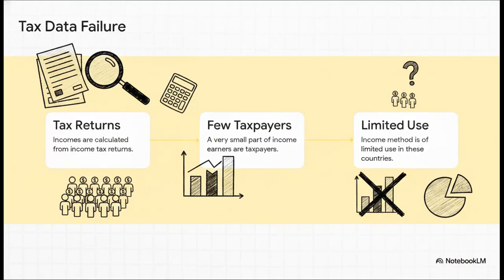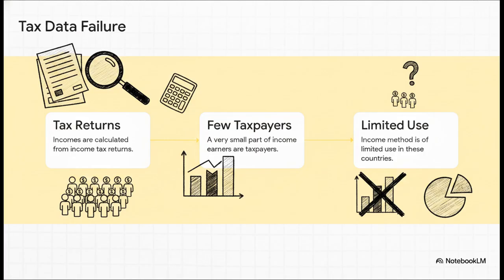The logic here is actually pretty straightforward. A methodology that is deeply reliant on formal tax infrastructure is inevitably going to falter where that tax base is practically non-existent. In standard macroeconomic practice, national statisticians rely heavily on formal income tax returns to figure out the aggregate income of a population. It makes sense, right? It's the most reliable, centralized data source we have.